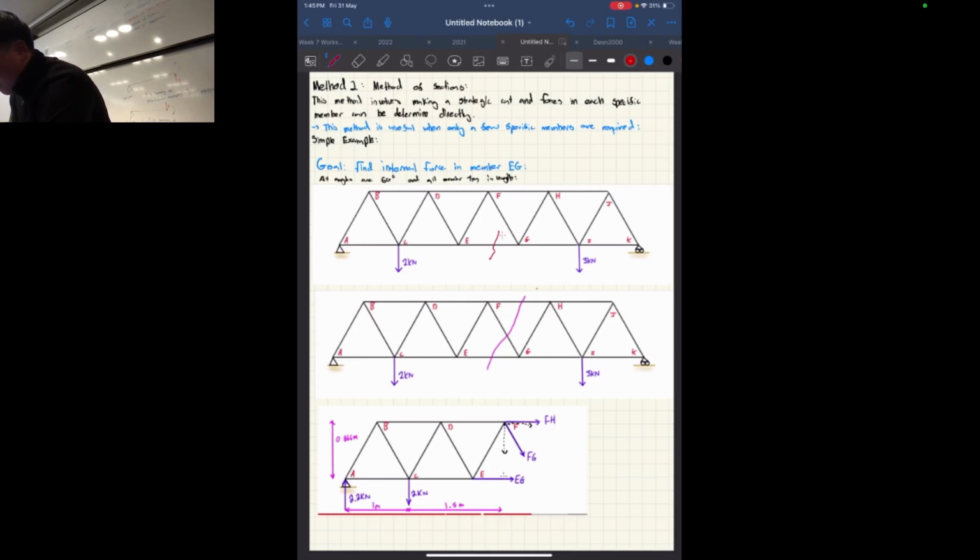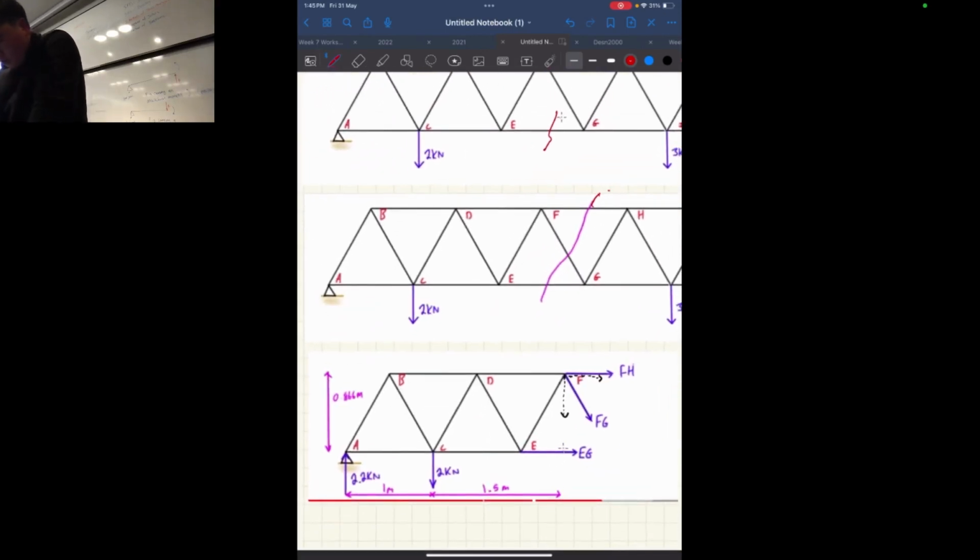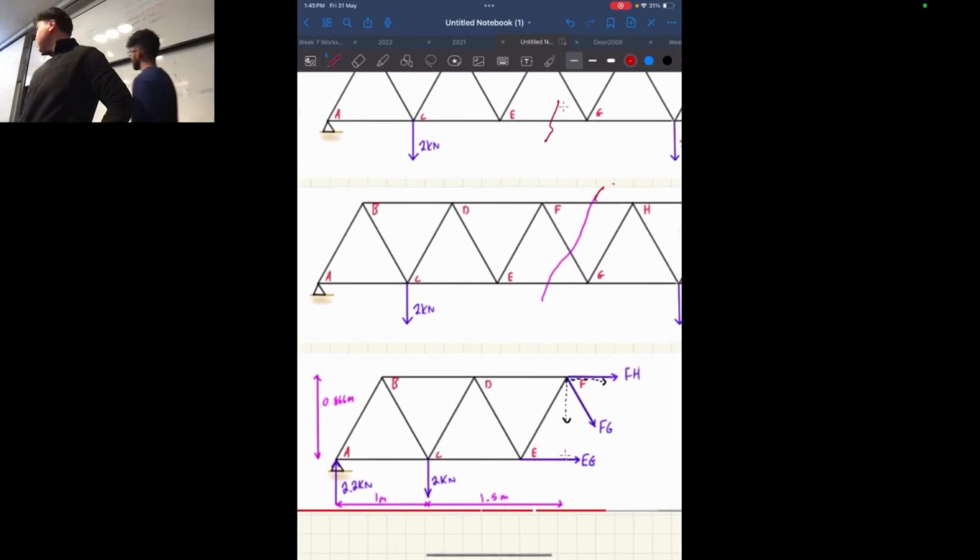So we're trying to find member EG. So we just cut it around this, make that cut there, and then we redraw the diagram like that. Before you move on, there's some steps that I wrote up for solving method of joints questions, right?